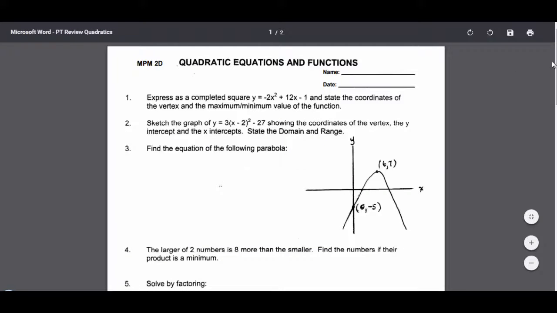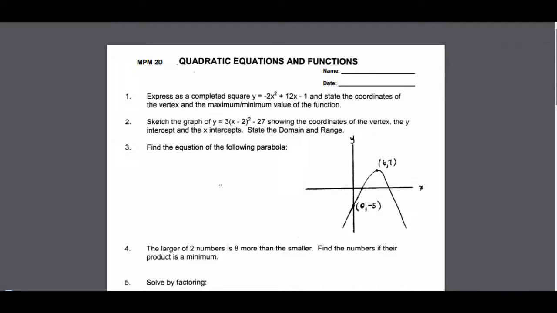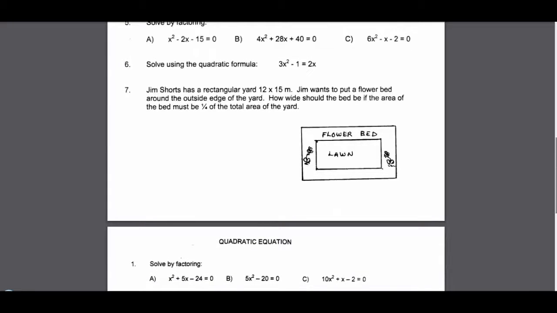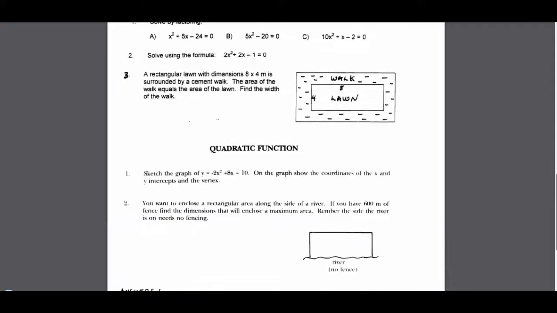So it's loading up here. Okay, so here's the handout. We're going to look at some of these examples in this video lesson coming up, and you're highly encouraged to complete the entire handout and get help with any areas that you're unsure of.